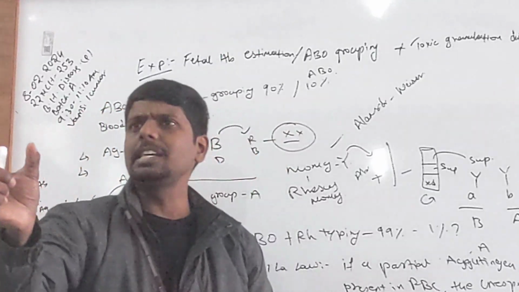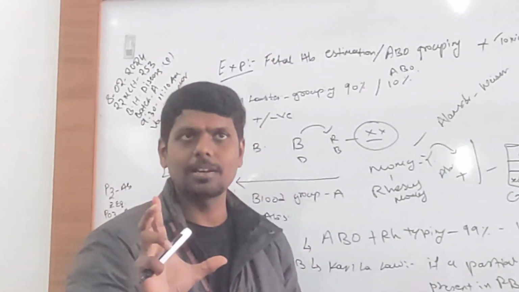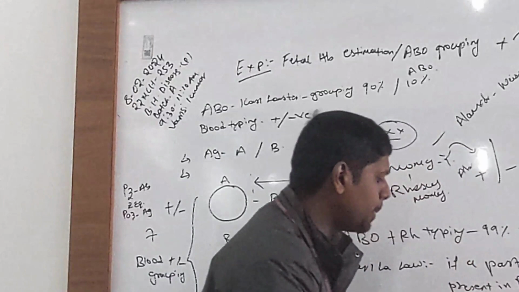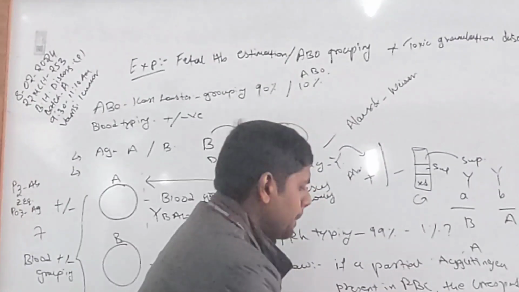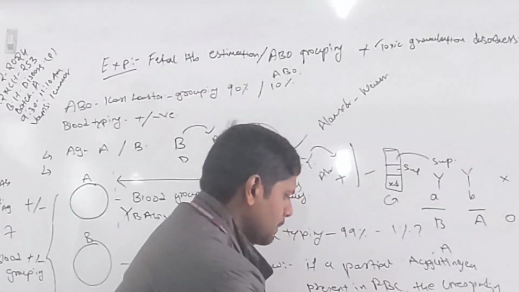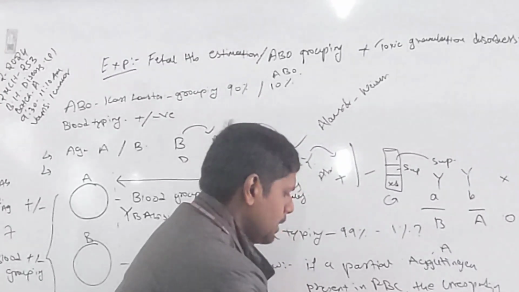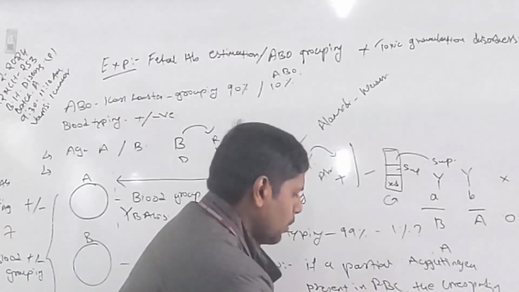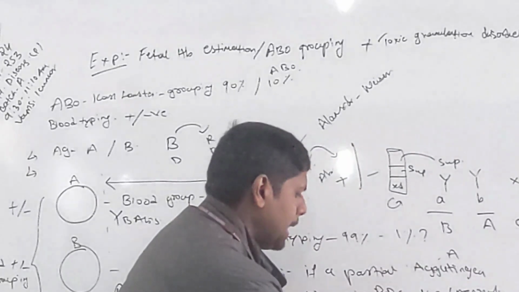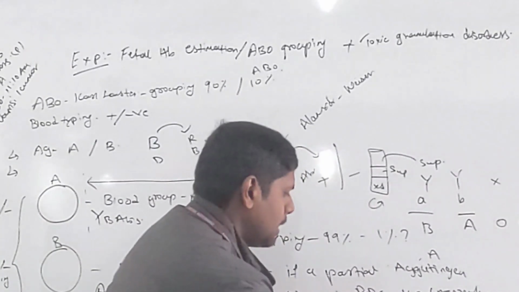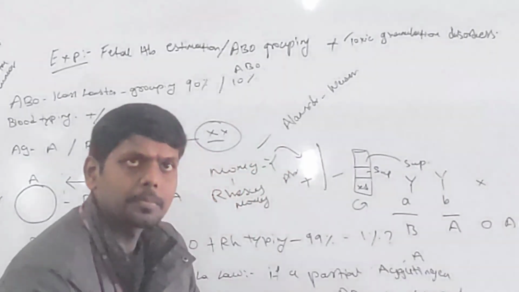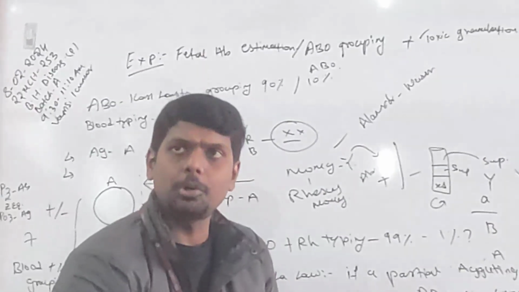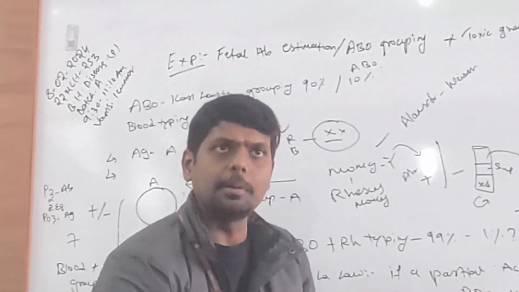I will give you one classical problem, then you will understand. Listen. There is a woman of O group. I gave blood from another O group donor to the recipient, but I got agglutination, and she died. Why did this happen, even though they are the same group?